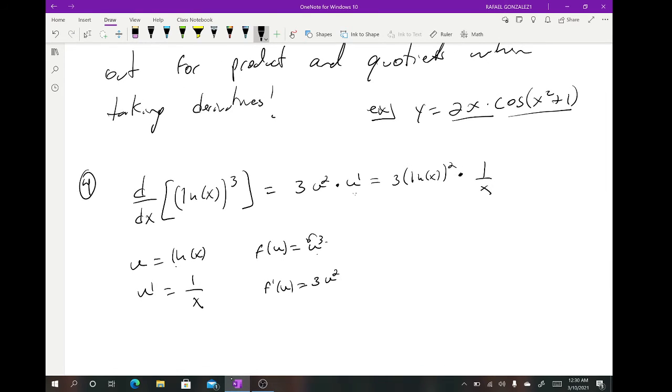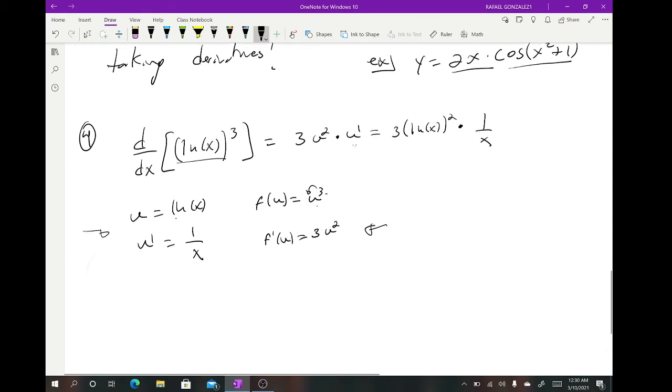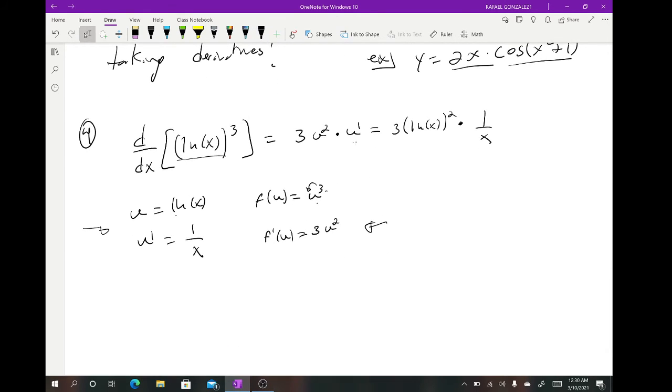So here you have to be a little bit careful. Here you have to remember we're using the general power rule. Here we're using the fact that the derivative of ln of x is 1 over x. And here we're using the power rule, the basic power rule from two lectures ago.